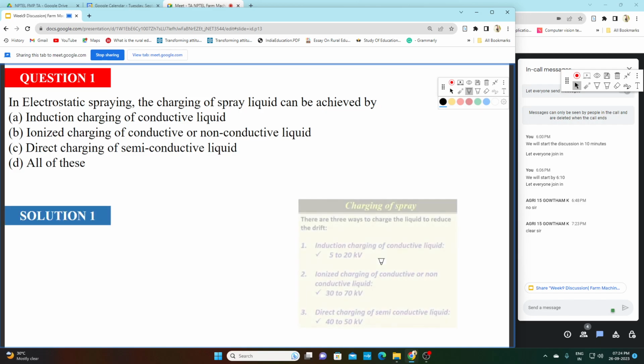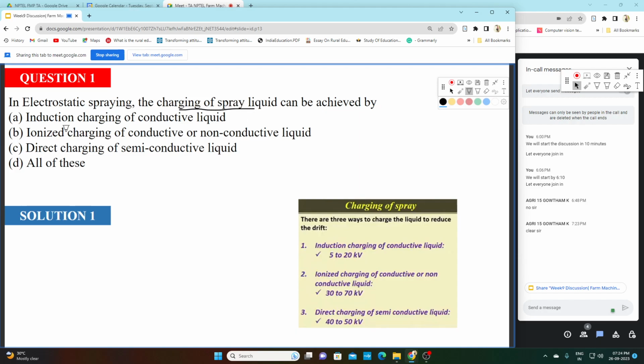Okay, so option D, that is all of the above, is the correct answer. In electrostatic spraying, we can do the charging of spray liquid by all of these three methods, that is induction charging of conductive liquid, ionized charging of conductive or non-conductive liquid, and direct charging of semi-conductive liquid. All the three ways we can apply for charging of the spray liquid.